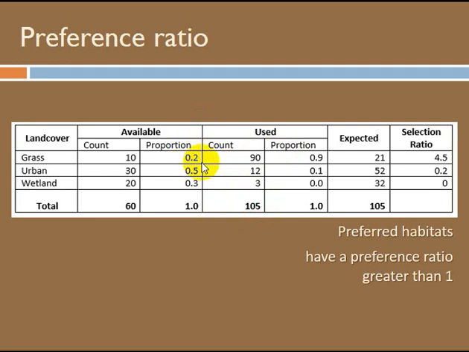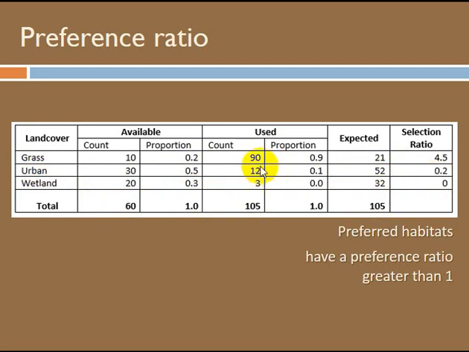This is what we'd expect to see, because this is 20% basically of the total home range is grassland. So multiply 105 by 0.2 and we'd expect 21 of the observations to be in grass. Now we actually saw that 90 of them were. So they're overutilizing, they're preferring grass. If we multiply 0.5, the proportion is half urban of this home range. We would expect half of our observations to be there, but we are finding that there was only 12 out of the 105 were in urban.